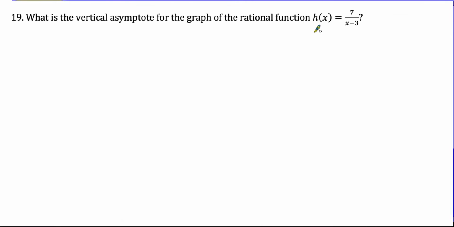On number 19, to find the vertical asymptote, we are just looking to see what value of x makes the denominator equal to 0. Well, we can write it out and say x minus 3 equals 0, solve for x, so add the 3 over, and we get that the vertical asymptote is just the line x equals 3.